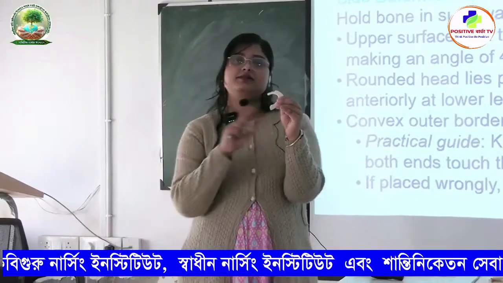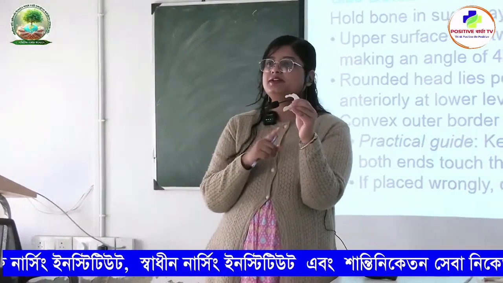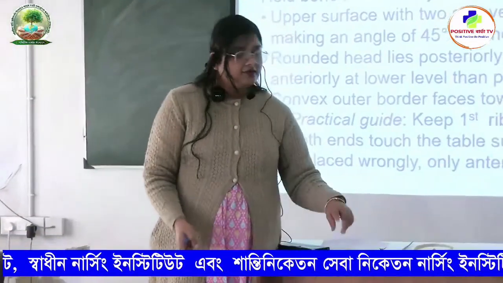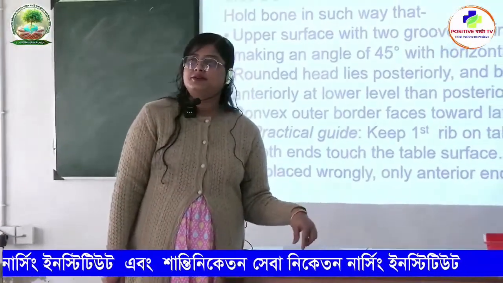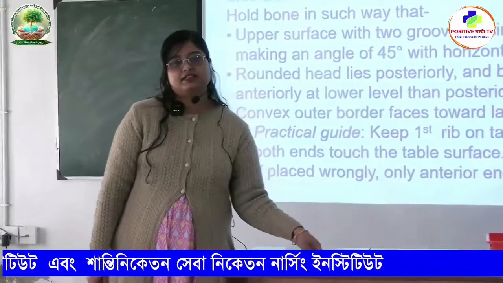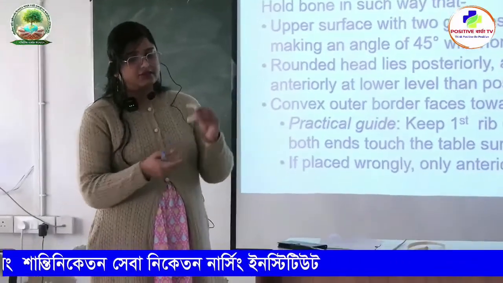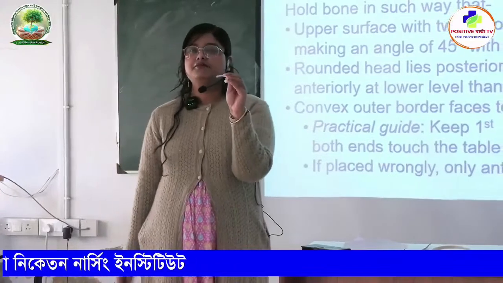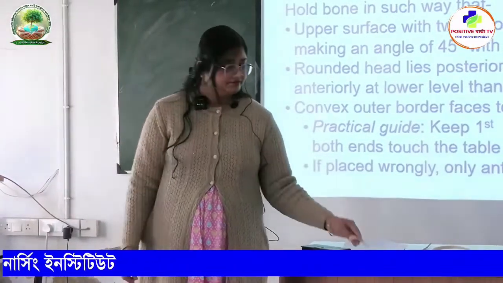Okay, understood? So you will be able to hold it in anatomical position. You place the rib on a flat surface. When the two ends are touching the ground, the rib belongs to that side. So this is the anatomical position of the first rib of the left side.